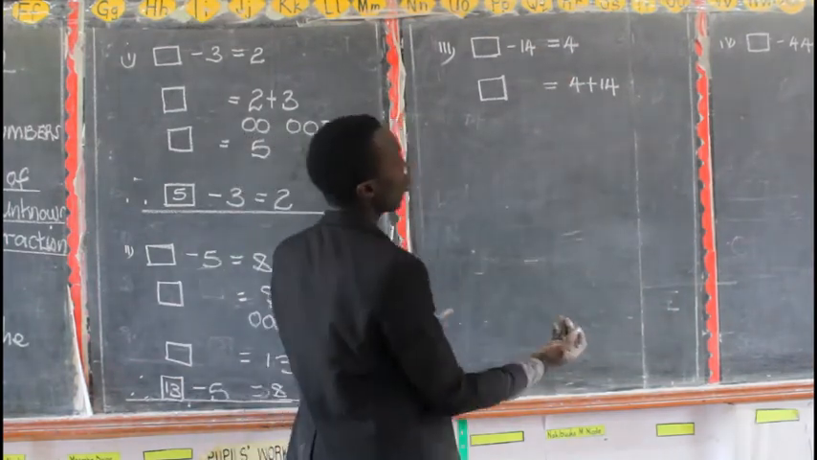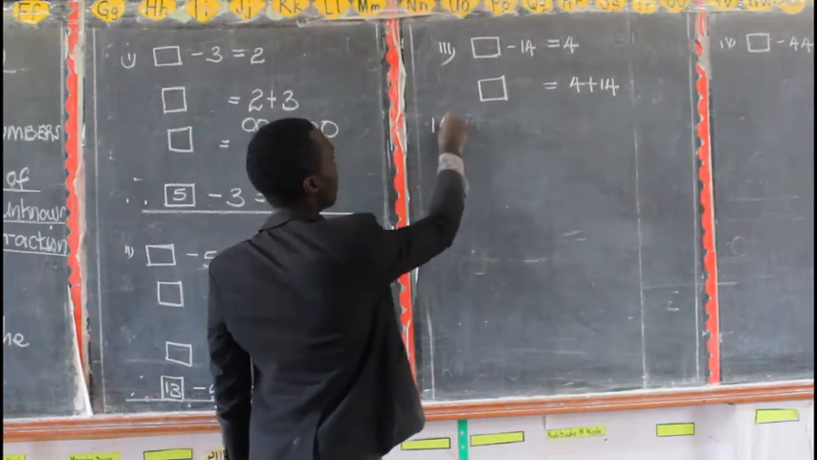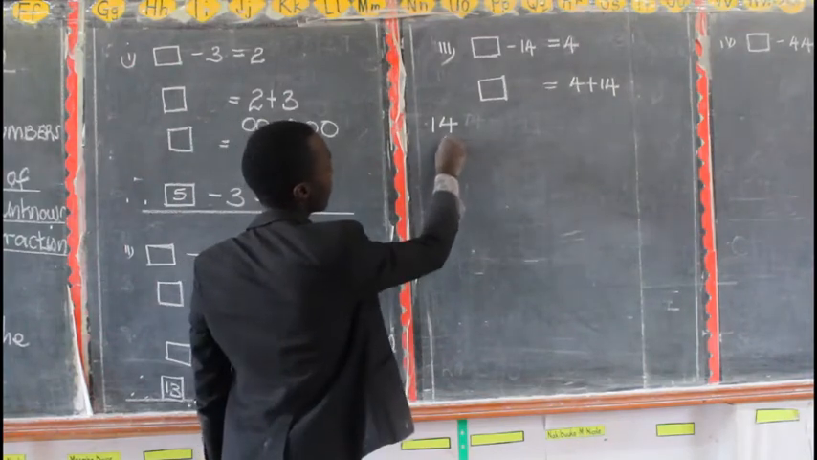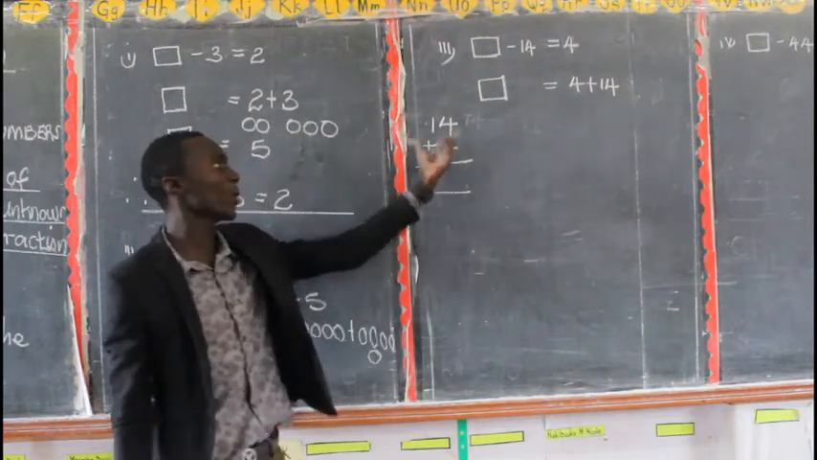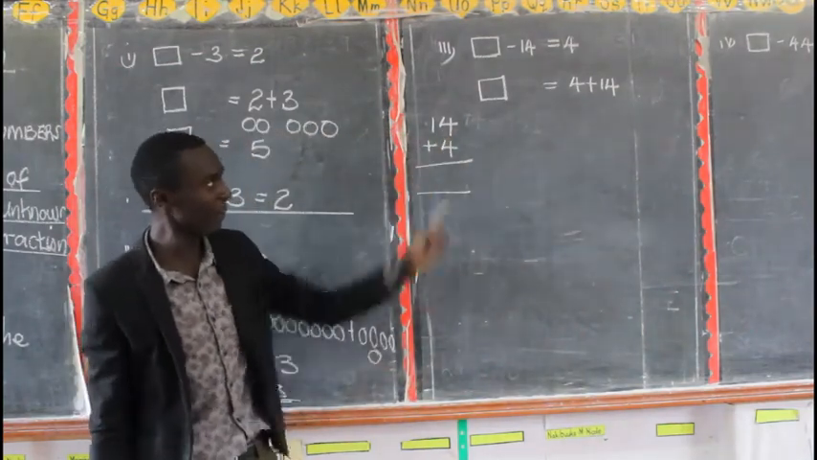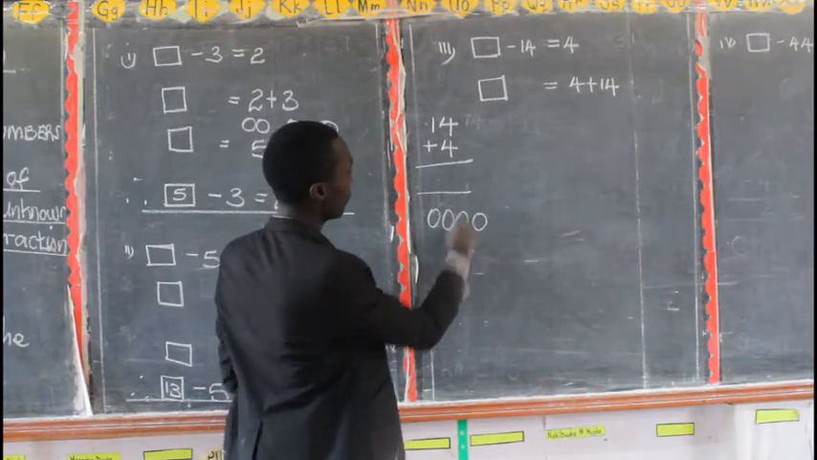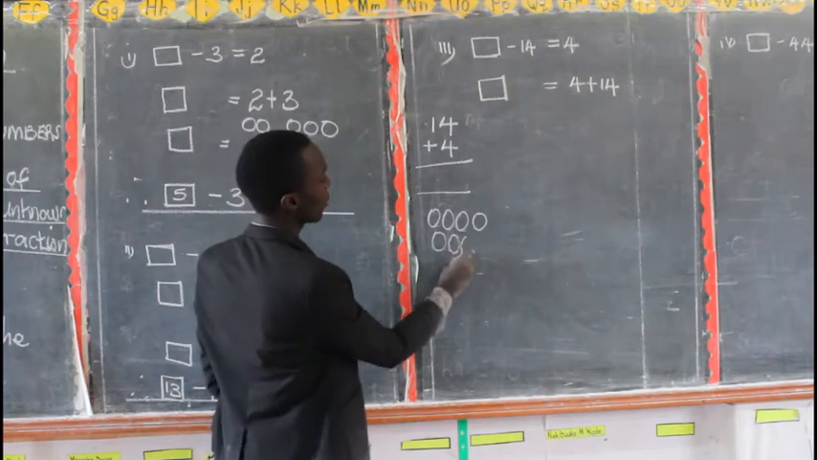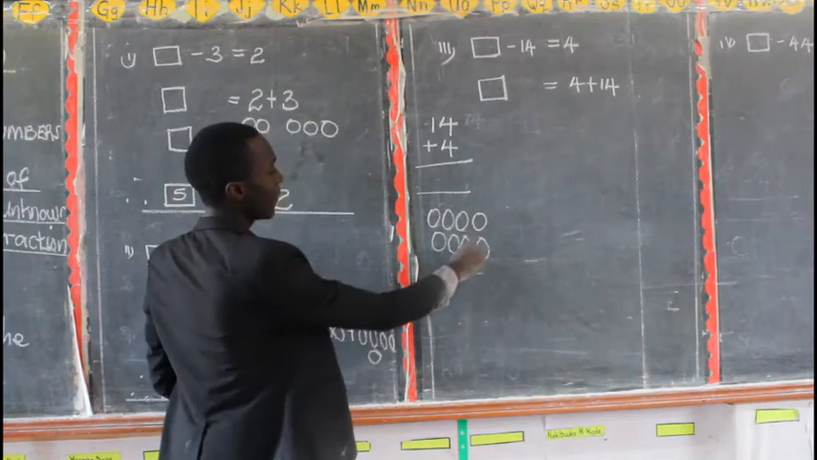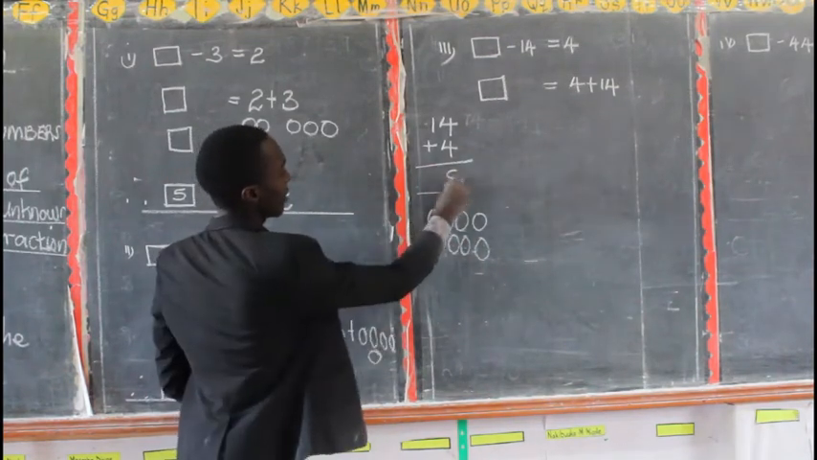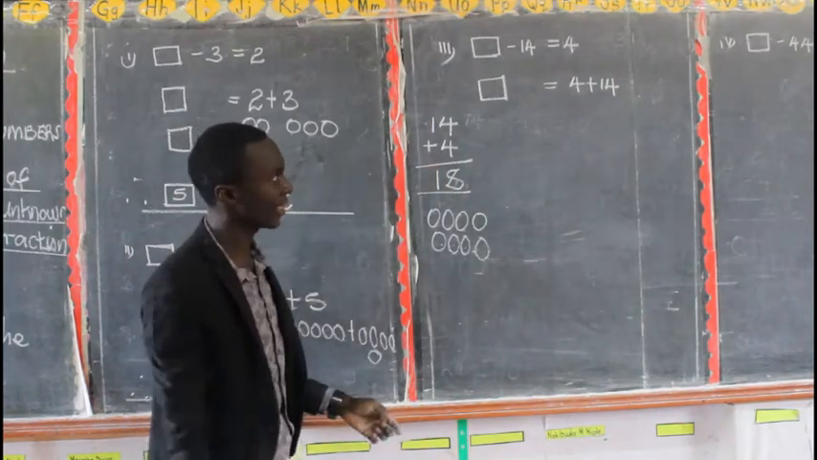What will you get all together when you add 4 plus 14? Here we start with a bigger number, 14 plus 4. When you add vertically, 14 plus 4. 4 plus 4, what do you get? 1, 2, 3, 4, plus another 4. 1, 2, 3, 4. What do you get all together? 4, 5, 6, 7, 8. You get 8. But since here we do have our 1, you bring it down directly.